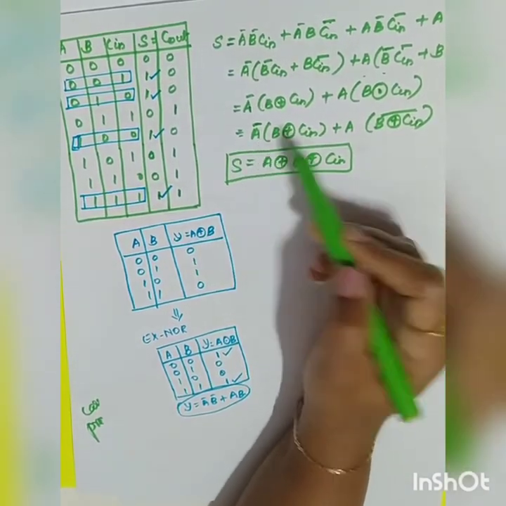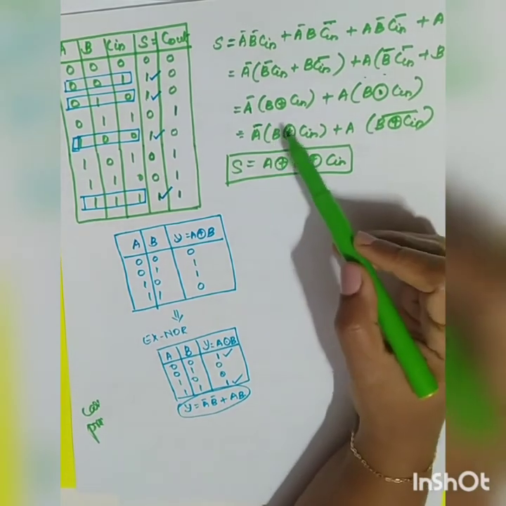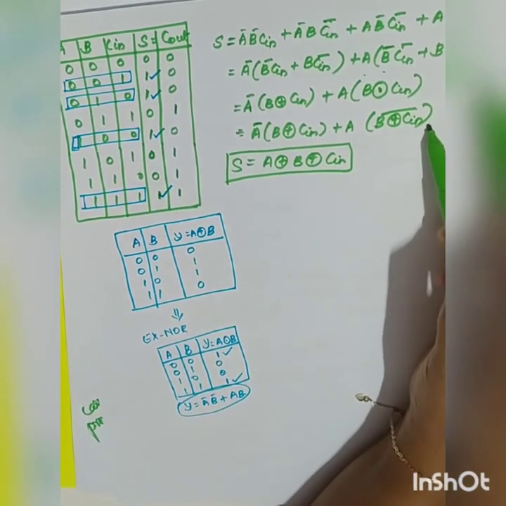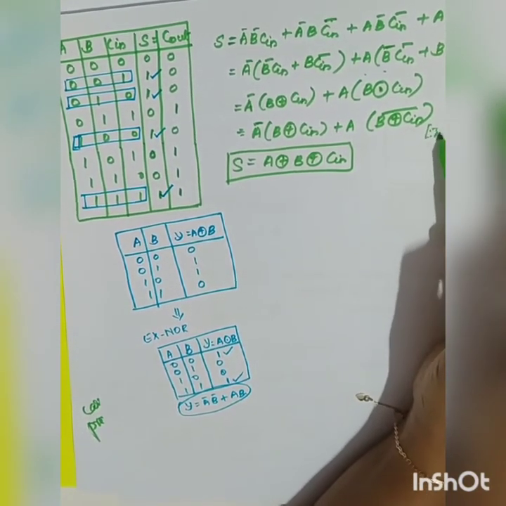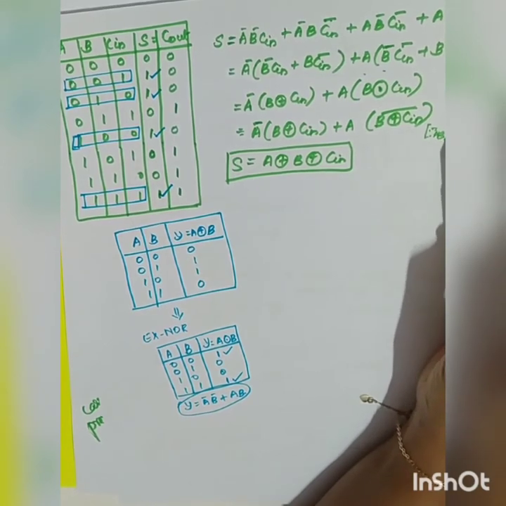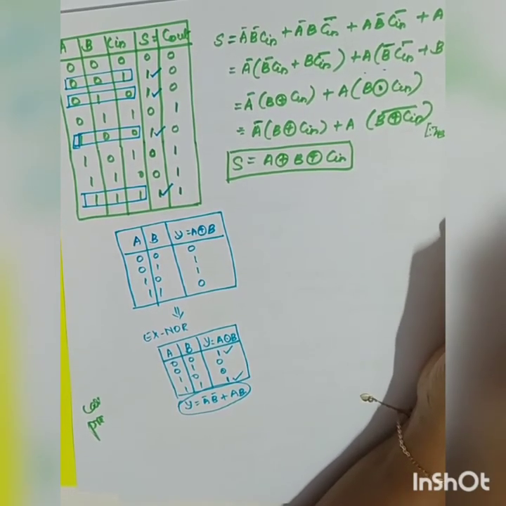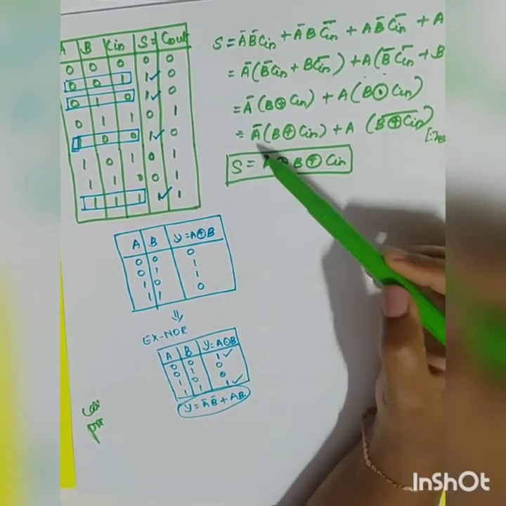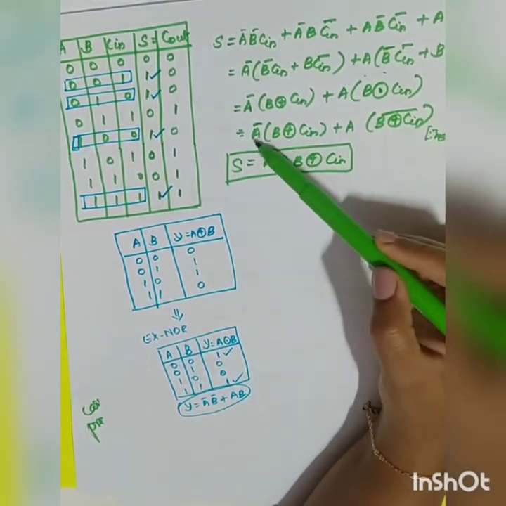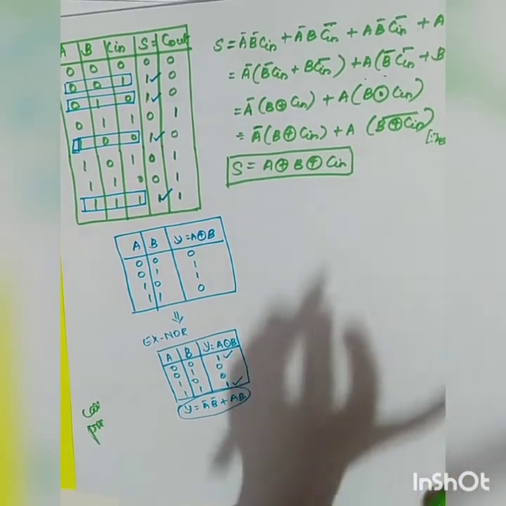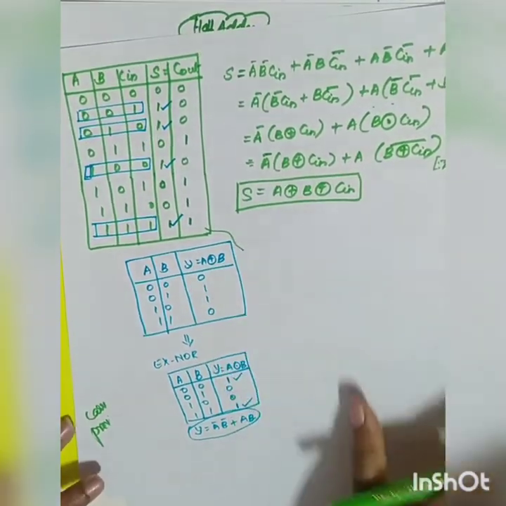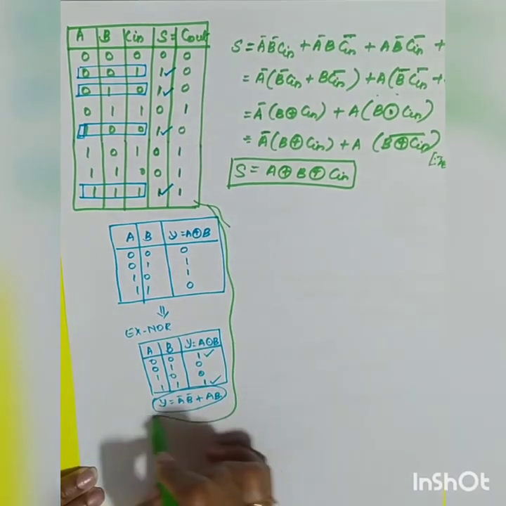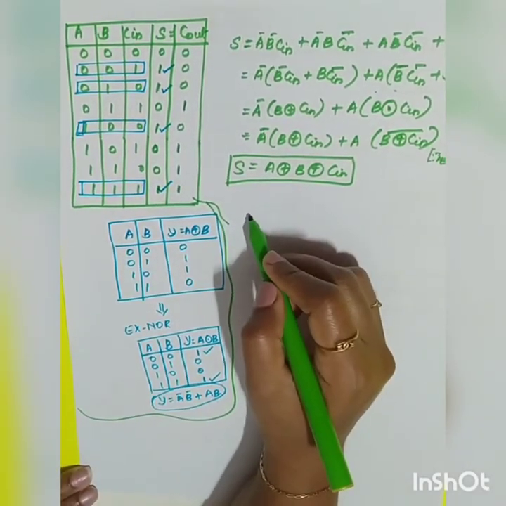What is the reason? Because it is looking like A bar B plus A B bar, the same as the XOR gate. Okay. Instead of A B, it is A B C in. That is the only difference. So we have got your sum. Now you have to solve for carry. Now what is your value for carry?